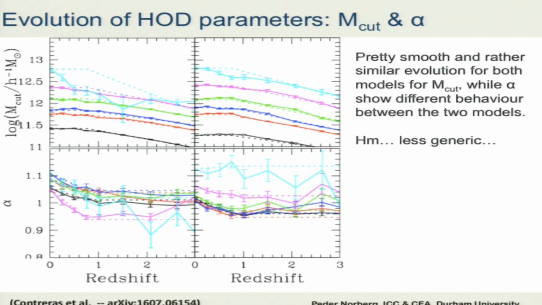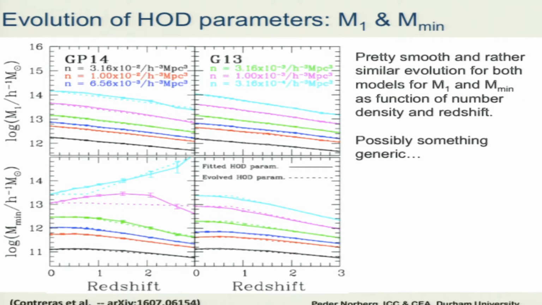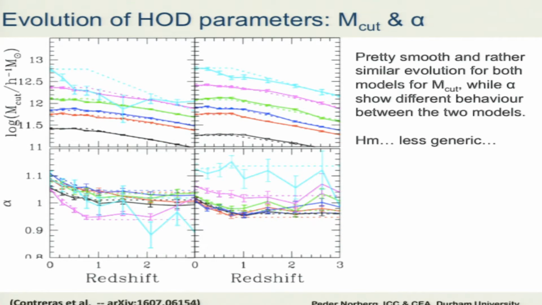Now you do the same work with M cut and alpha, the other two parameters. For M cut, again, the trends look similar, whereas alpha is very different for the two models. At first look you think it looks similar, but actually no, because they have reversed the order. In the Gonzalez model, the order has been reversed with respect to the color coding here. Blue is at the bottom here, and blue is at the top there, and then you have red below, versus red above. So that means they have different trends in how many satellites are occupying the halos with redshift. The slope is different.